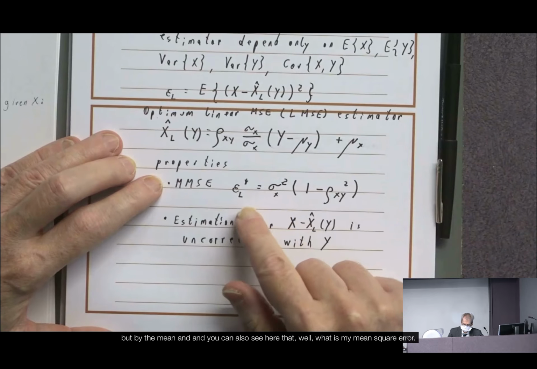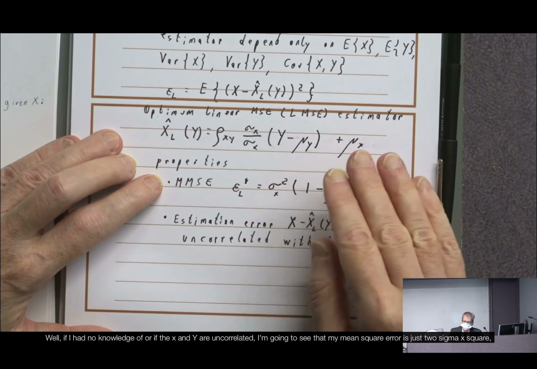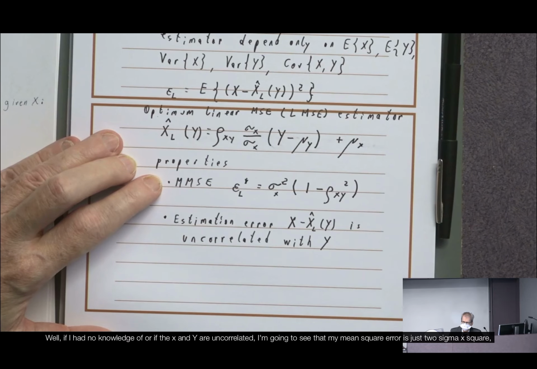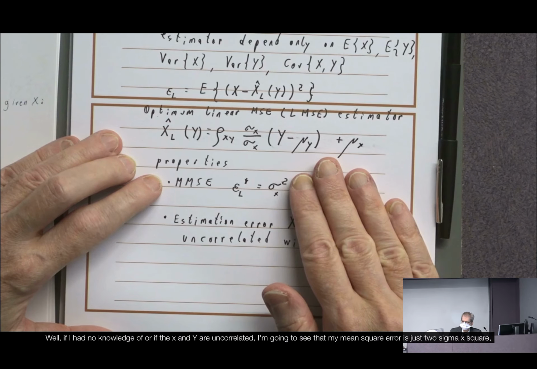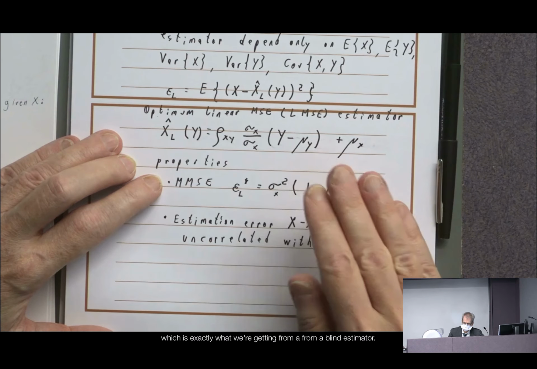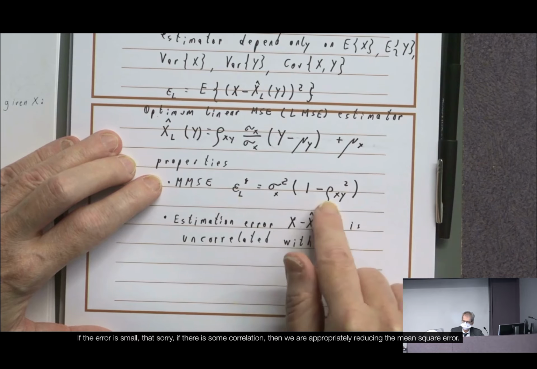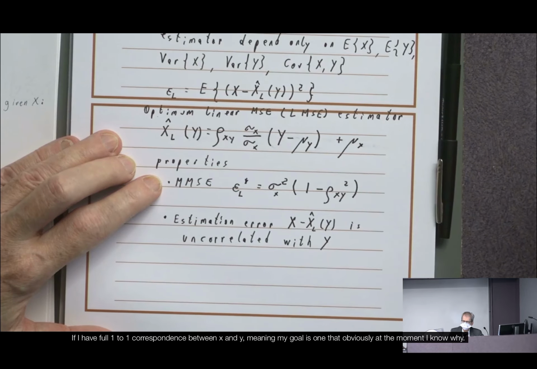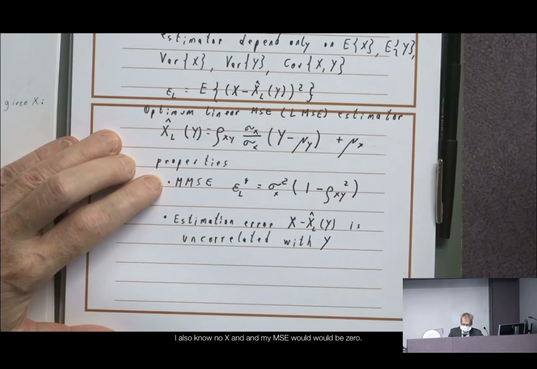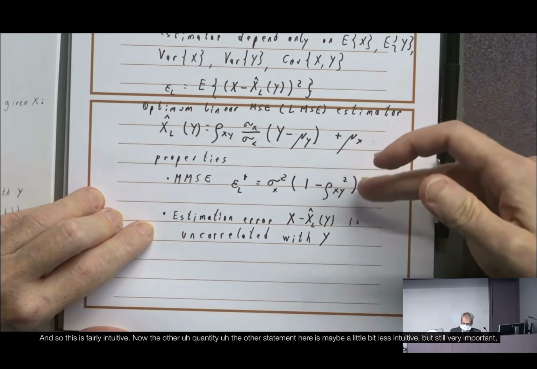And then you can also see here, well, what is my mean square error? Well, if x and y are uncorrelated, then I see that my mean square error is just sigma x squared, which is exactly what we're getting from a blind estimator. If there is some correlation, then we are appropriately reducing the mean square error. If I have full one-to-one correspondence between x and y, meaning my rho is 1, then obviously the moment I know y, I also know x, and my MMSE would be 0. And so this is fairly intuitive.